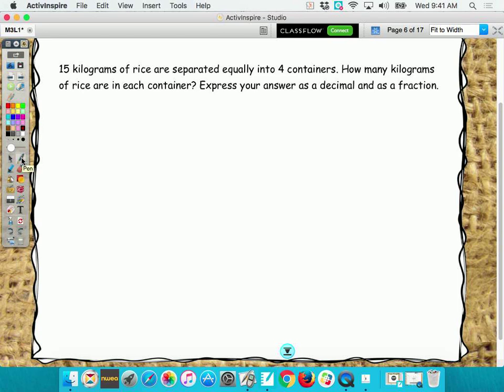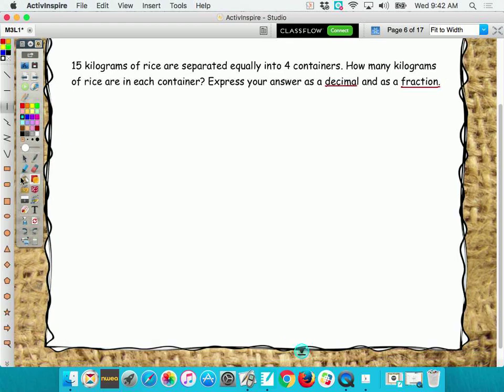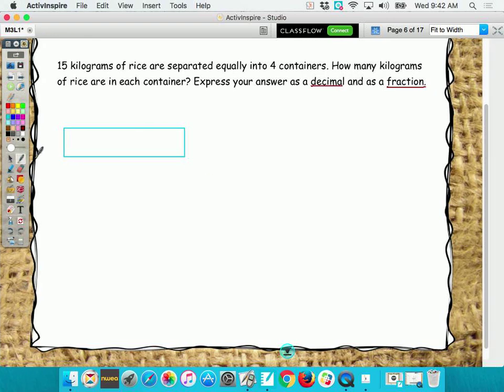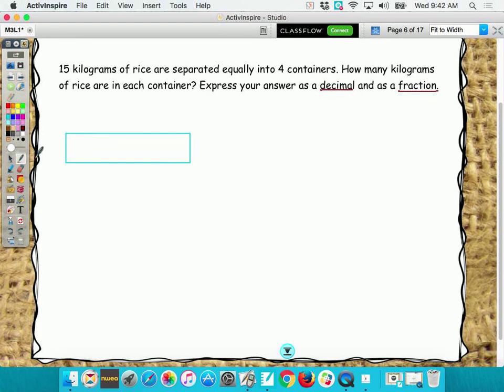So 15 kilograms of rice are separated equally into 4 containers. How many kilograms of rice are in each container? Express your answer as a decimal and a fraction. That's the hard part. Okay, so if I'm doing divided equally, this is probably something I'm going to want, isn't it? Okay. Get busy writing it.